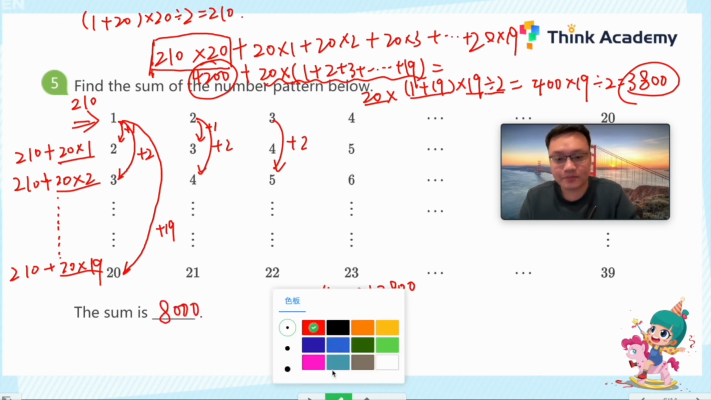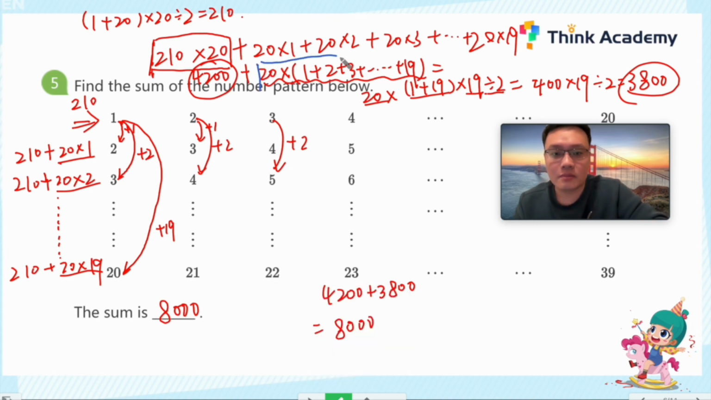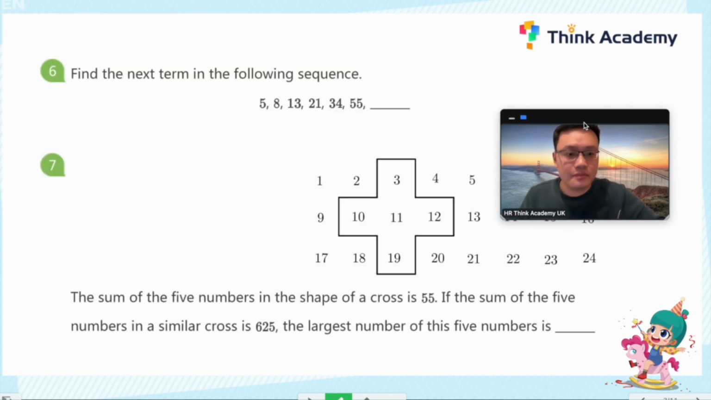Okay, guys, let me mark this part. This blue one that I marked for you is 20 times the sum of our arithmetic sequence, and that equals the first term plus the last term times 19 divided by 2. Okay, that's it. Let's see the next question.